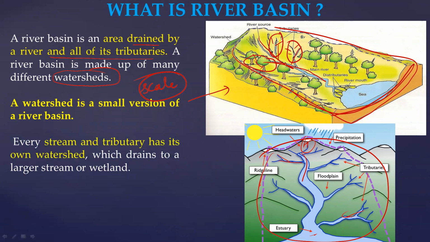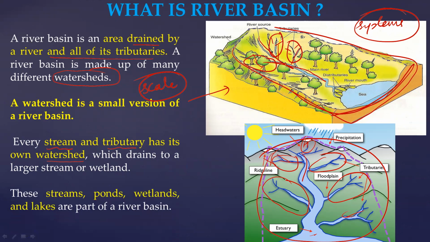Now, let's look into one more important thing, that every stream and tributary has its own watershed. That's what we talk about. So this could be one watershed, this could be another watershed. So multiple watersheds as well as one big watershed. This is where you observe it's a systems approach in hydrology that we operate here. Now, these streams, ponds, wetlands, lakes, all of them are part of a river basin itself, right?